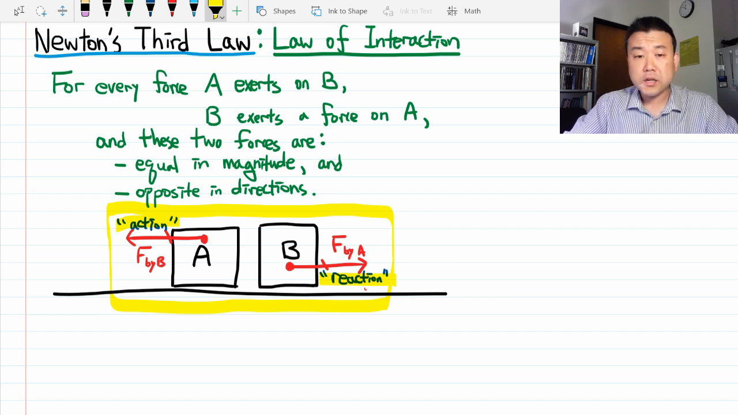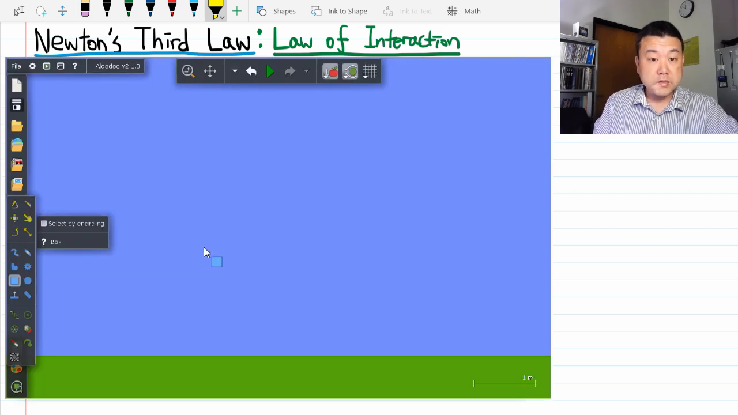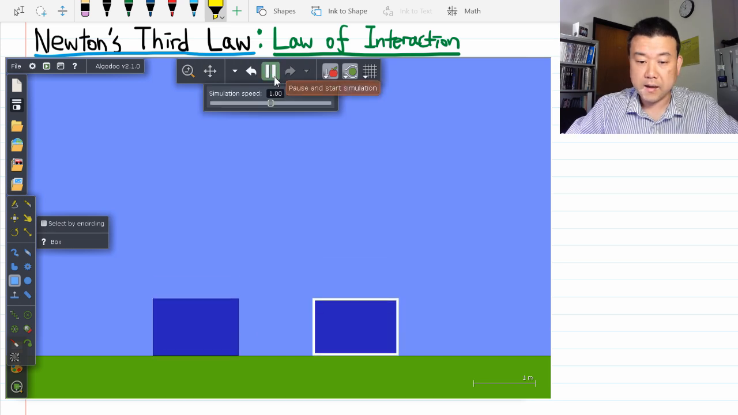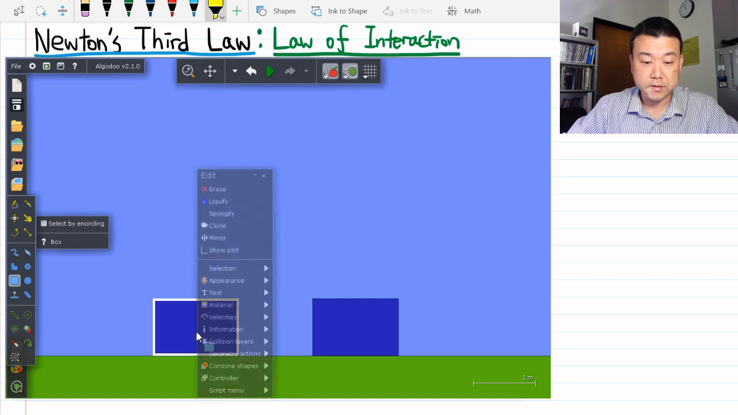All right, let me illustrate this to you with some examples. This is a simulation software where I can simulate things. I can create objects in here, and I can have these objects interact with each other. Let me give one of these two boxes some velocity.